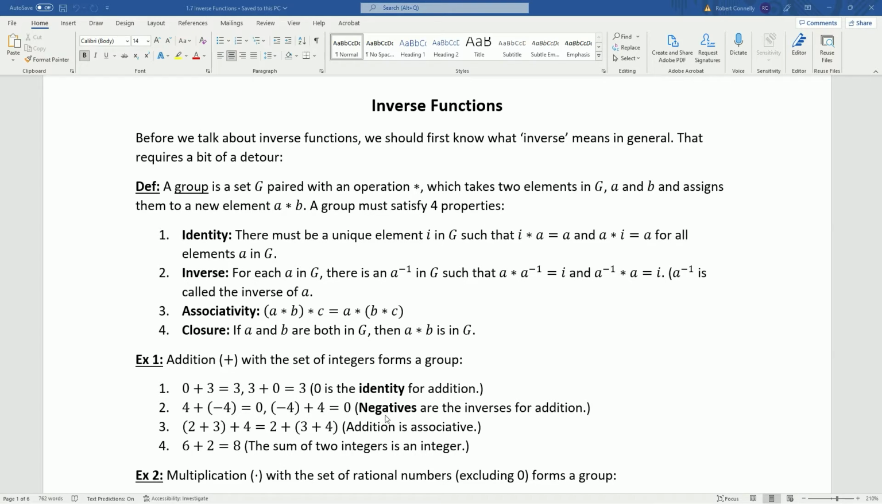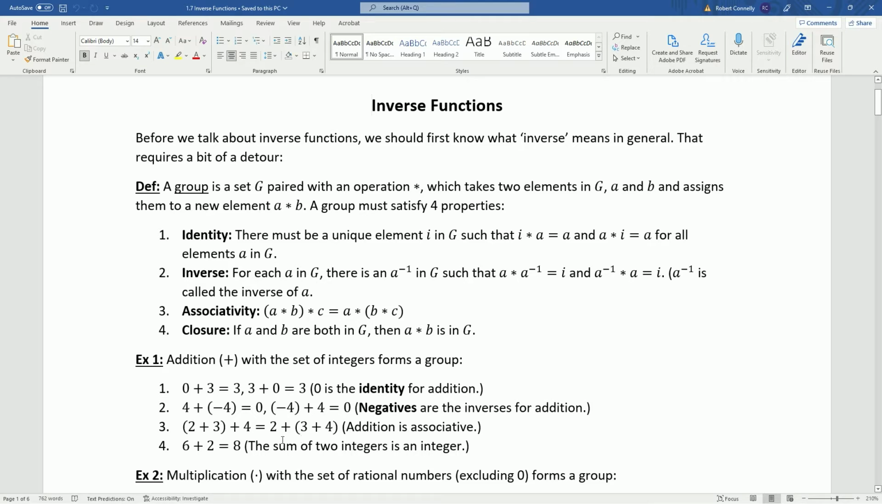So what else? Well, we should have inverses. When we take 4 and we add -4, we get the identity, which is 0. Or if we take -4 and add 4, we get the identity, which is 0. So that means negatives are the inverses for addition. So addition satisfies our first two properties for a group, that it has an identity element, and that it has inverses, which we call negatives.